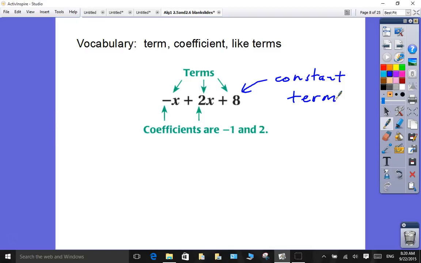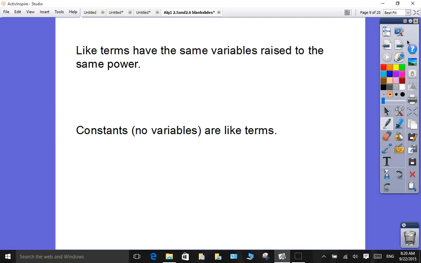Now, like terms we'll get to on the next slide. Like terms have the same variables raised to the same power. So for example, 2x plus 3x plus 4x squared. Two of those are like terms. Which are the like terms? 2x and 3x.